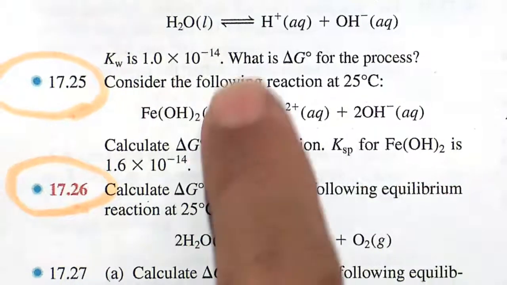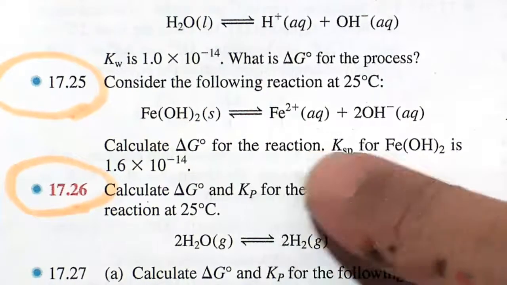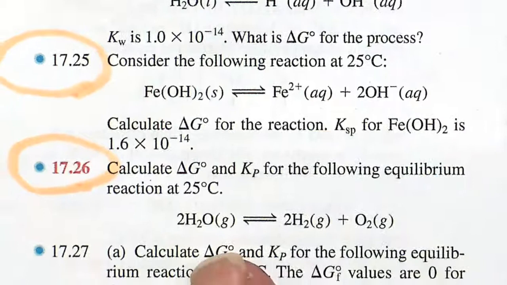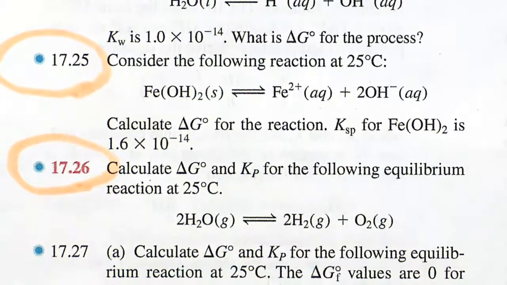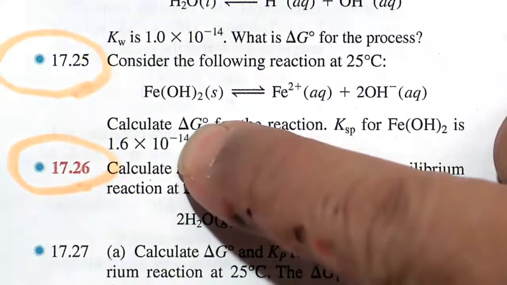So the reaction primarily stays on the left side. Very little goes towards the Fe2+ and the 2OH minus side. But we want to calculate the free energy change for this reaction at standard state. So the equation we're going to use is delta G equals minus RT natural log of K. Because we're at standard state, we can use K. If we're not at standard state, we have to use the reaction quotient Q, but we're at standard state by virtue of the delta G naught.